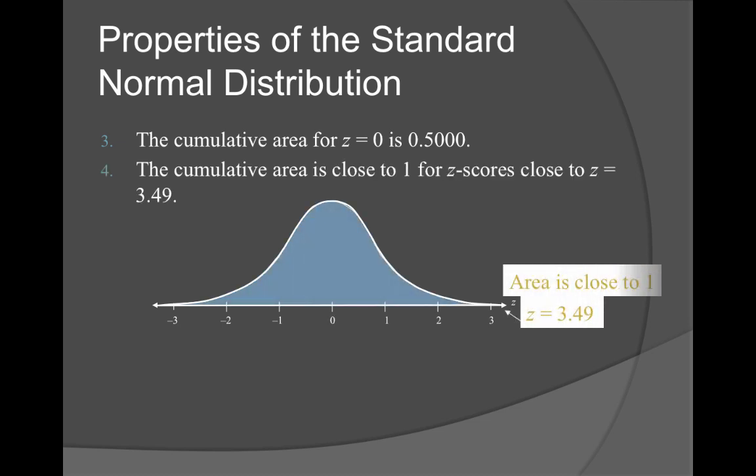The cumulative area is close to 1 for z-scores close to z equals 3.49. So when we go all the way to the right, once we get to 3.49 standard deviations above the mean, our area or probability is pretty much 100%. It's 1. In other words, what's the probability an NBA player makes less than Kobe Bryant? Well, recall his z-score was 3.82, so it would have been 1 had we been dealing with a normal distribution.